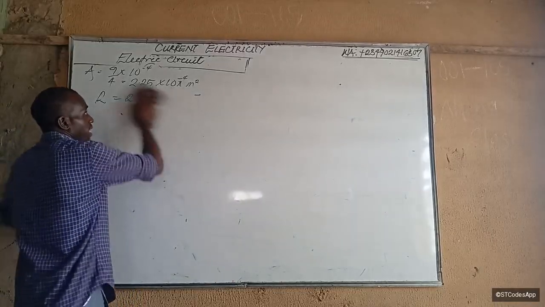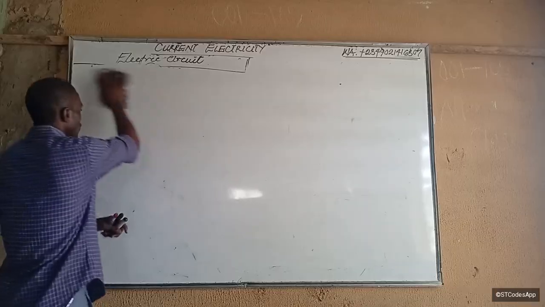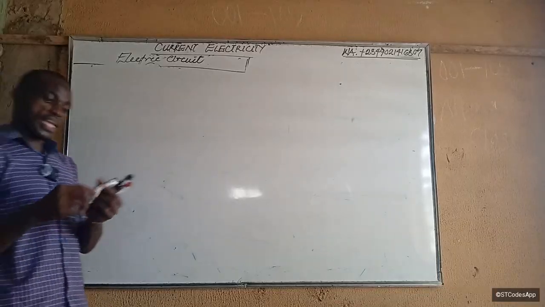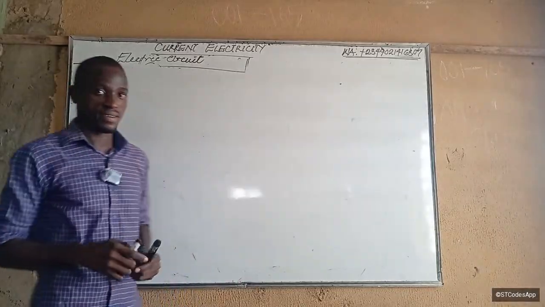I hope you understand what I mean by the cross section of that wire being circular. If you take a wire, the cross section of this thing is a circle. That's why we use the area of the circle there.